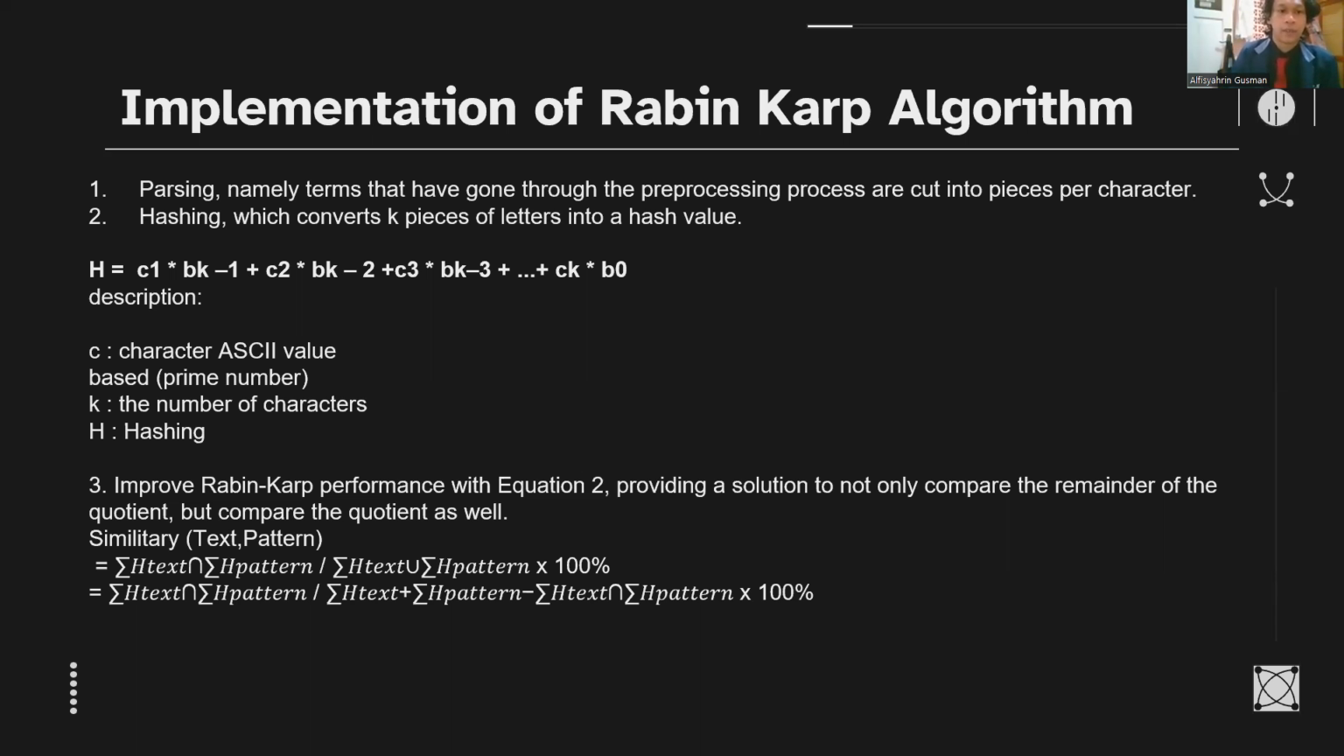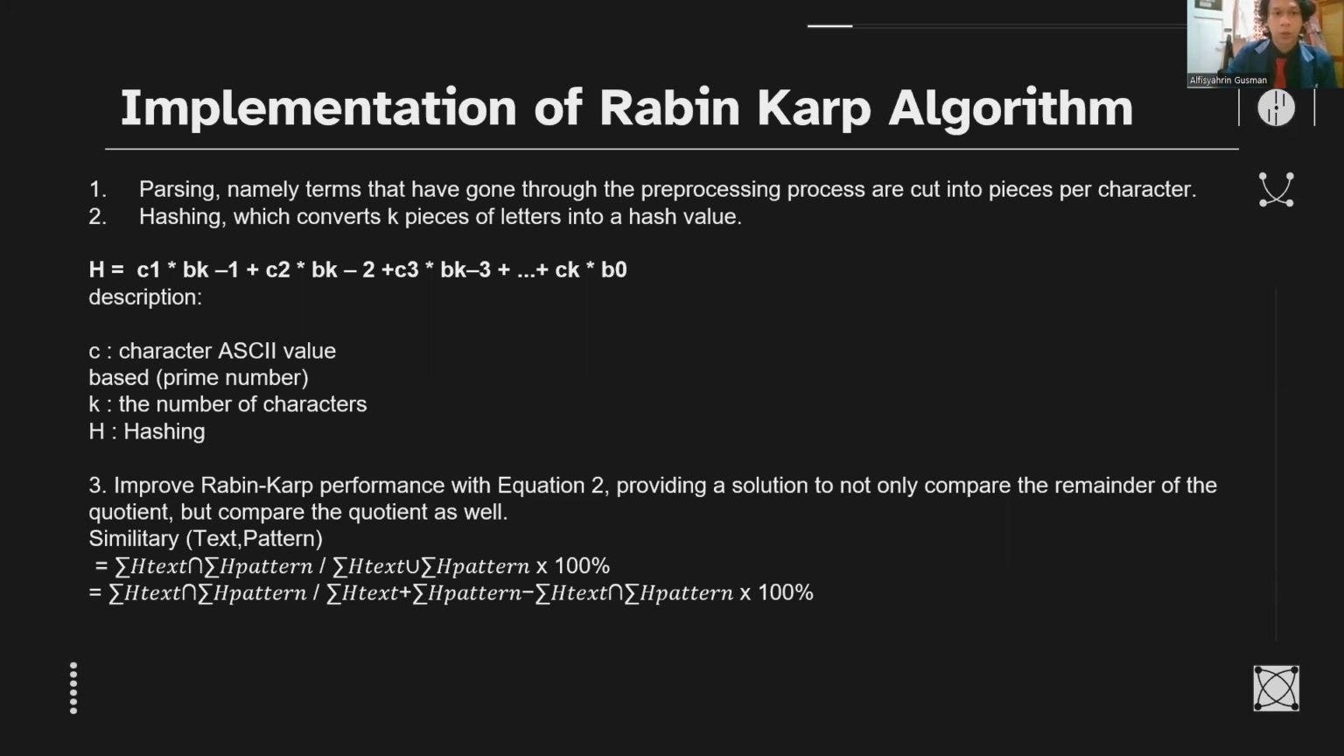And then after the parsing, there is hashing, which converts the key pieces of letters into a hash value. So this is the formula for hashing.